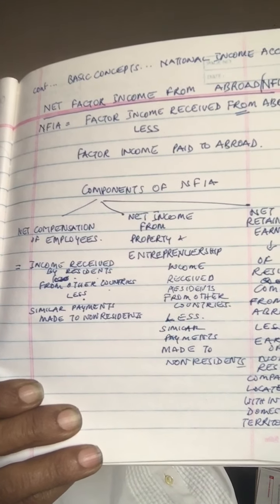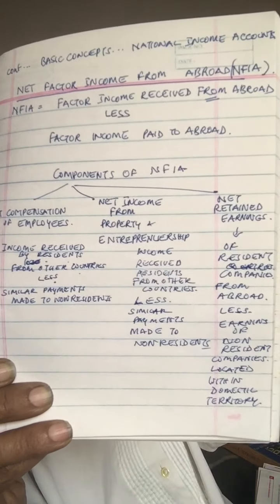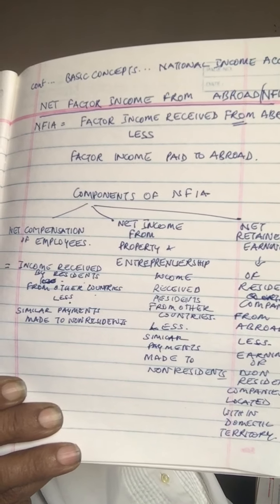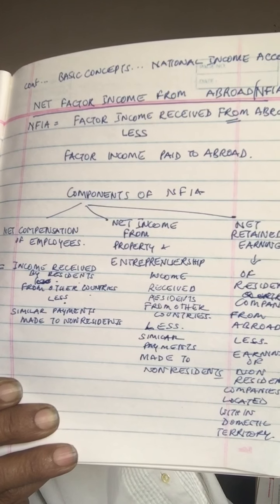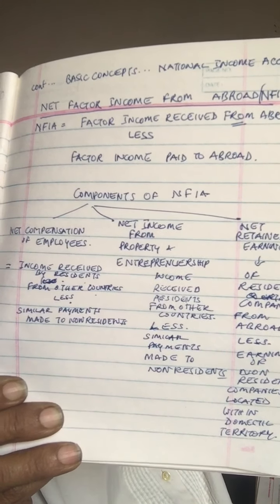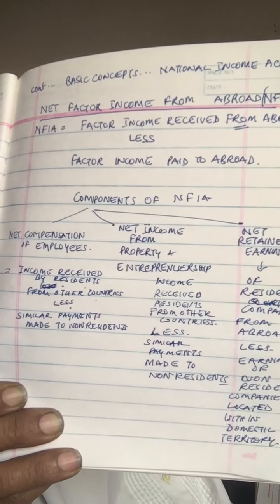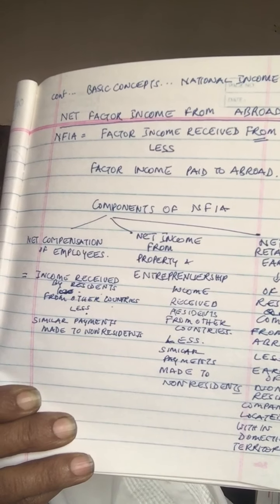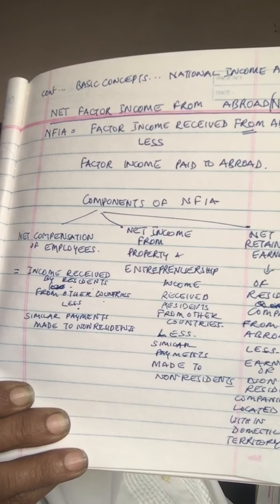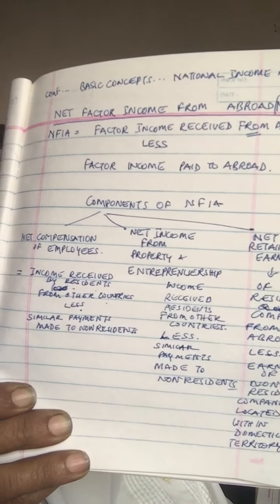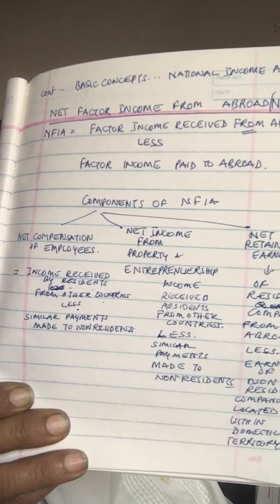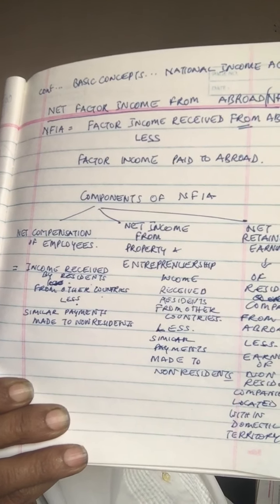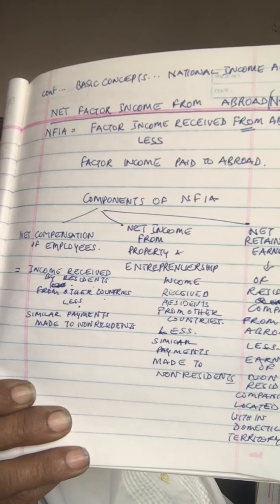So it is very important for you to once again think about what residents and non-residents are. Only if you are very conversant with the concept of residents and non-residents does it become very clear. There are three main components of net factor income from abroad. One is net compensation of employees. Second is net income from property and entrepreneurship. And third is net retained earnings.